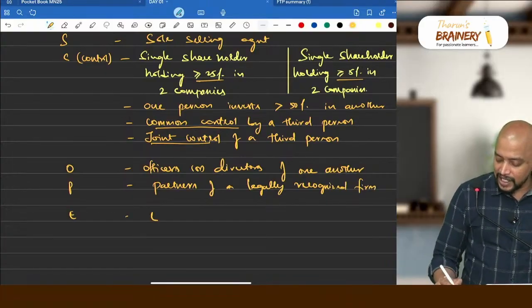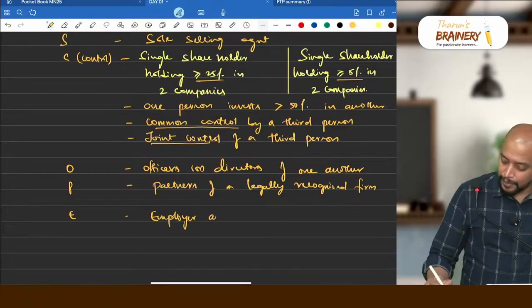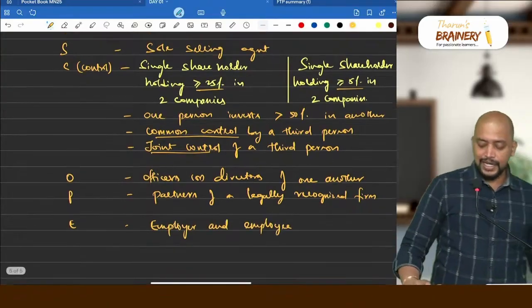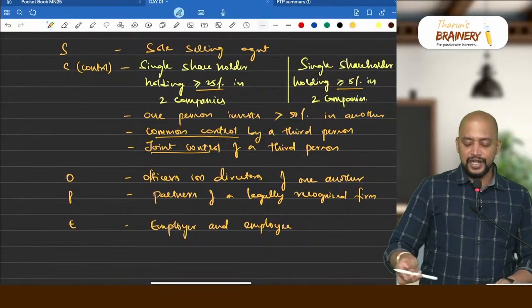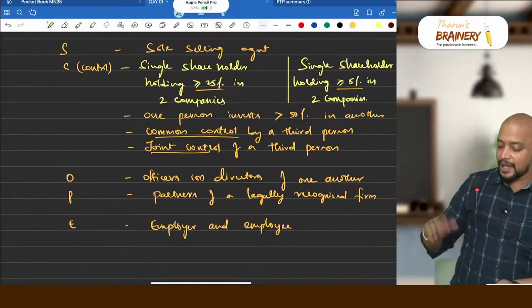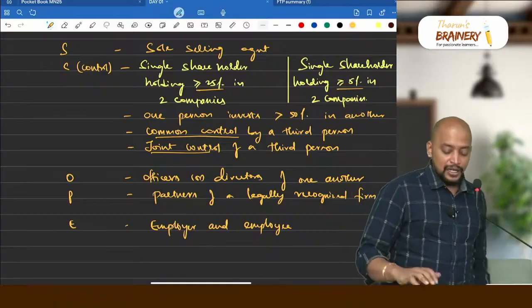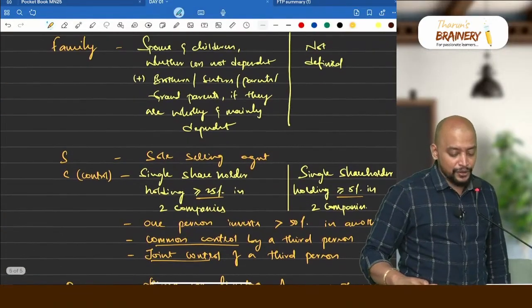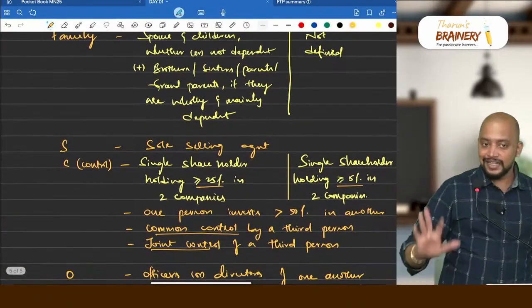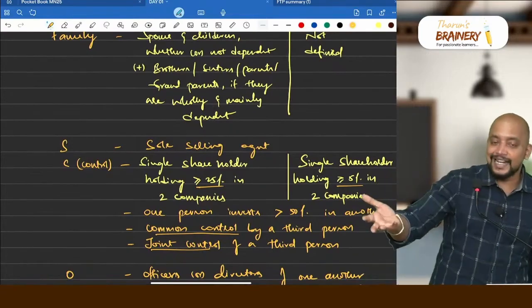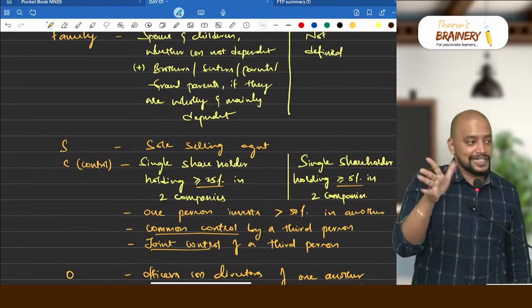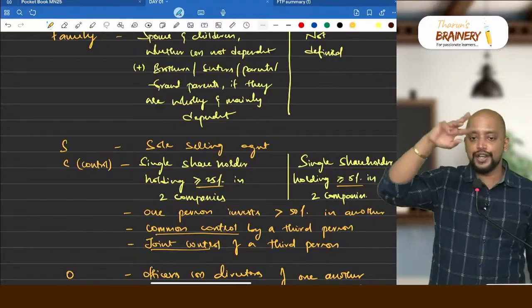Then E for employer and employee. Employer and employee are also treated as related. So this is the meaning of related in both the places, and it will be useful anywhere. That's the reason why we have made this note, so you remember the related definition easily. We don't have to write the entire definition, we only need to know whether they are related or not. So in GST also it will be useful.